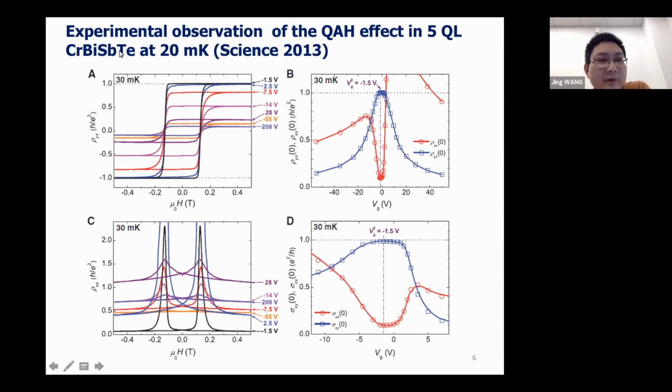Because bismuth antimonide is a topological insulator with magnetic doping, you get a dilute magnetic semiconductor, and you get ferromagnetism. This is a recent measurement. You can see that at zero external magnetic field, the Hall resistance can be quantized at h over e squared or minus h over e squared, depending on the direction of the magnetization, while the longitudinal resistance approaches a minimum. So this is the first realization of the quantum anomalous Hall effect in a chromium-doped topological insulating material.